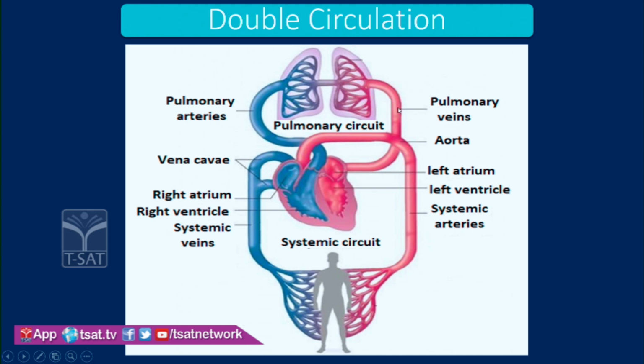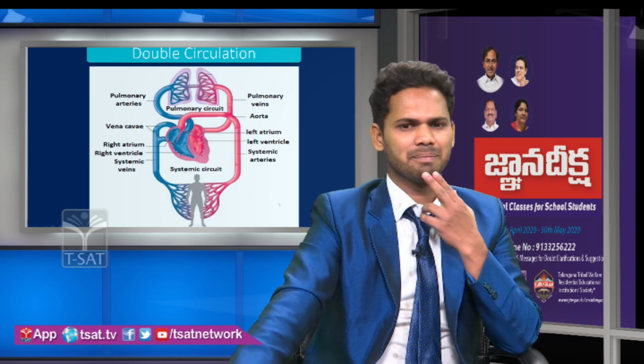Now that oxygenated blood is coming and joining with what, children? The left auricle, through this vessel, to the left ventricle. So finally it goes to all the body parts, where it will be utilized. So what is pulmonary circulation, and what is systemic circulation?